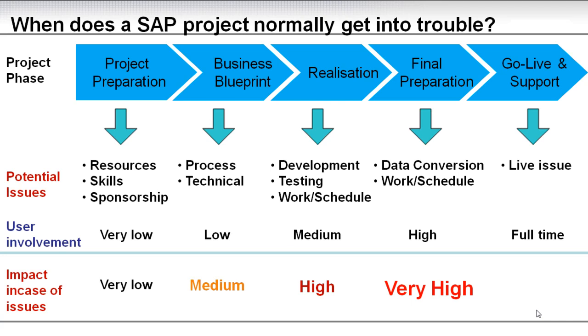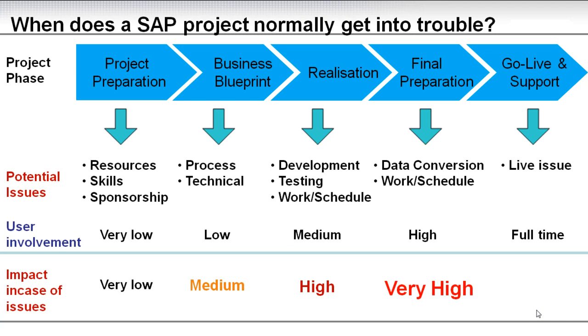Now the user involvement is in blue on the third line here. In the beginning it's very low, but as we go forward, we need the users to be involved in order to verify, test, give requirements, and then later on they will need to provide input for data conversion and the cutover. And then, of course, at go-live, it is the users who own the system, it's their system now. This is their primary tool.